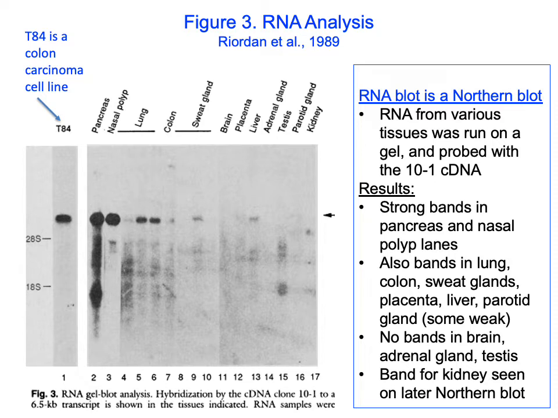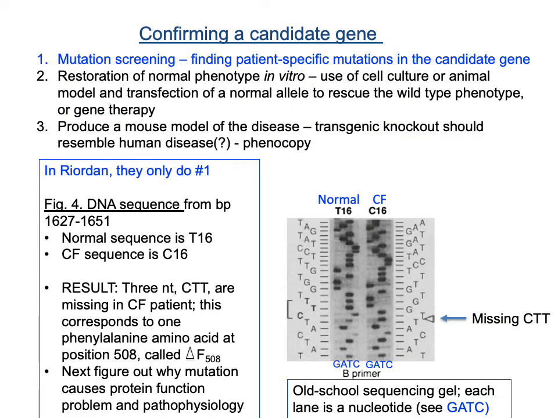Okay, so this is exciting. They've cloned the gene, they have the sequence, they see that this gene is expressed in some of the tissues that they would expect, right? The tissues where CF patients have problems. And so the next thing they need to do is confirm that this gene really is the correct gene for cystic fibrosis. Now, we've talked about this in Module 2 several times.